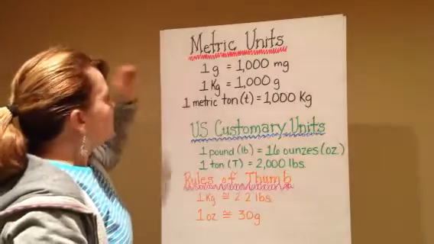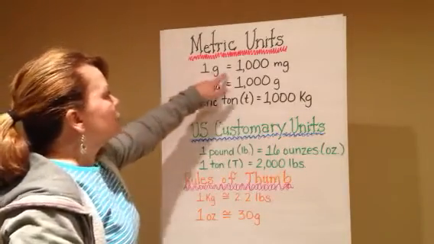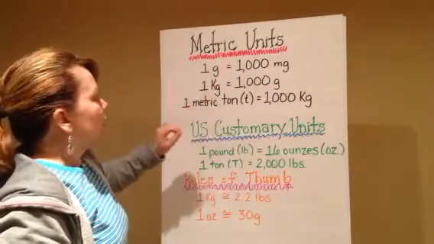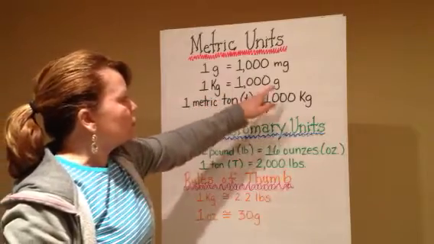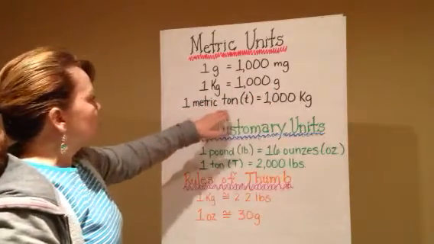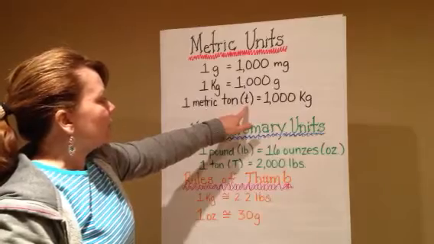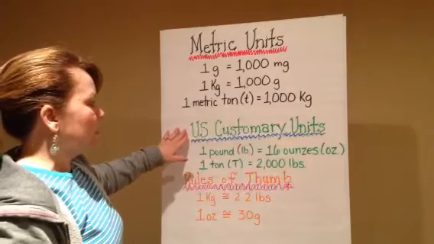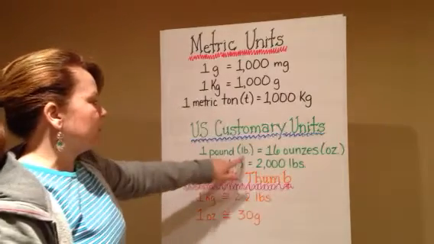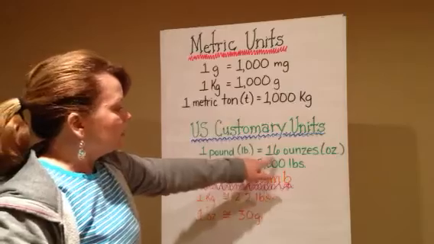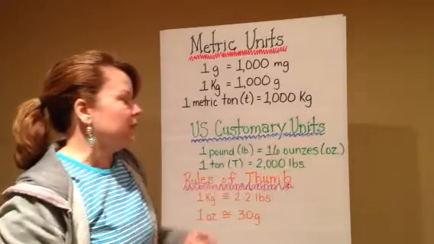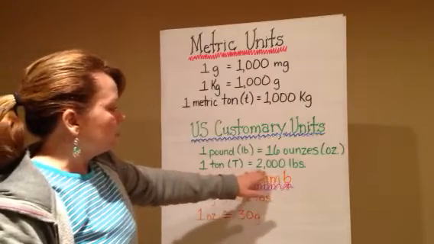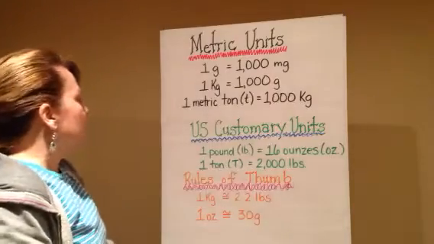So when we look at the metric system, 1 gram is equal to 1,000 milligrams. 1 kilogram is equal to 1,000 grams. And 1 metric ton, which is how we abbreviate that, equals 1,000 kilograms. When we look at U.S. customary units, 1 pound, and that's the abbreviation, LB, equals 16 ounces, or OZ, which is the abbreviation, and 1 ton, or capital T, equals 2,000 pounds.